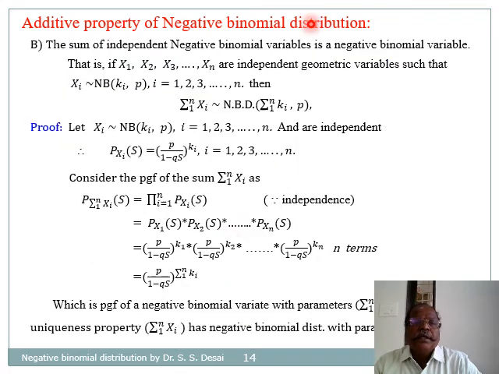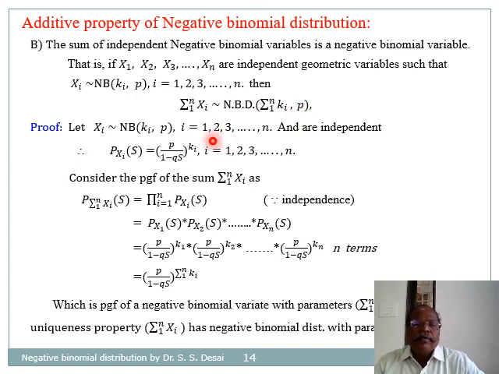Now let us consider the generalization. The sum of independent negative binomial variables is also a negative binomial variable. That is, if we consider X1, X2, ..., Xn as n independent negative binomial variables such that Xi follows NBD(ki, p), then summation of Xi follows NBD(summation of ki, p).